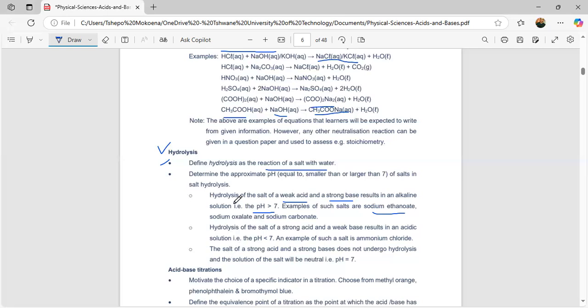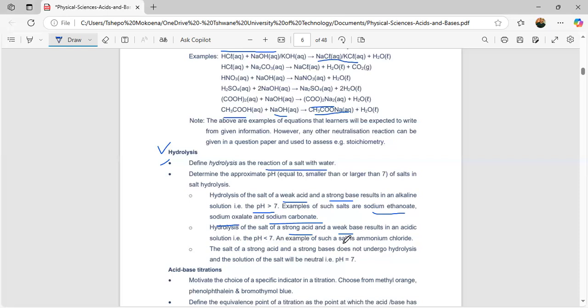And then another type of salt, where is it? It's sodium oxalate and sodium carbonate. Now, where is sodium carbonate coming from? Let me see. Do we have it here? I don't see it. No, I don't see the sodium carbonate. Now, if we have a strong acid and a weak base, the solution will be acidic. Strong will dominate. So with a strong acid over a weak base, the pH definitely will be less than 7.